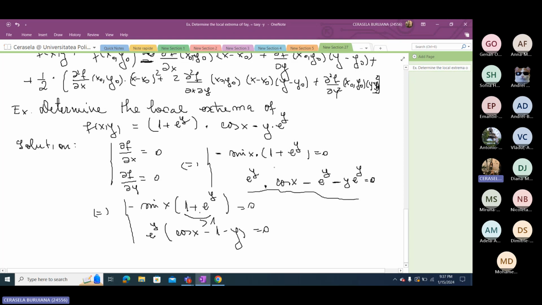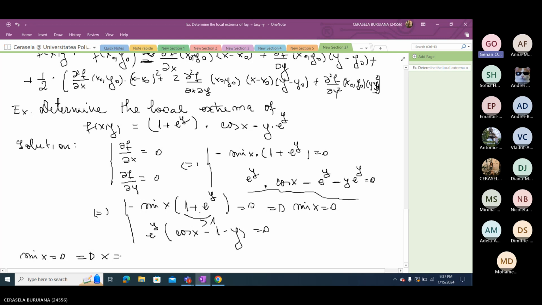Good. Now let's come back to our system. 1 plus e power y surely is different from 0, isn't it? It's greater than 1 and so on. So it can't be 0. The only possibility is that sinus be 0, isn't it? Yes. Okay, but maybe it's better to write it here one more time. So sinus is 0. But what do you know from trigonometry? When sinus of x is 0, what's the solution of this trigonometric equation?